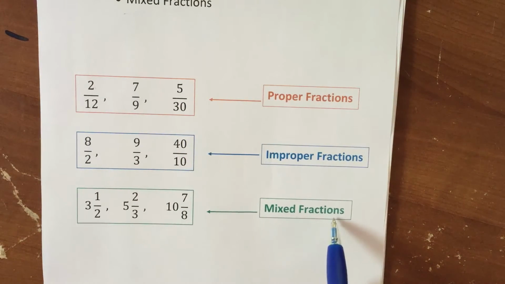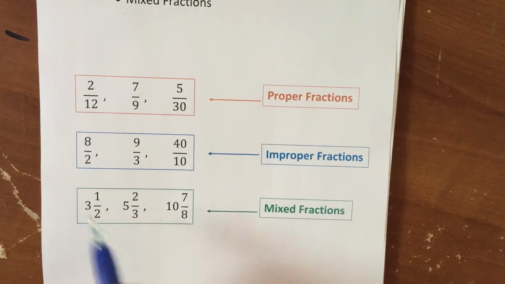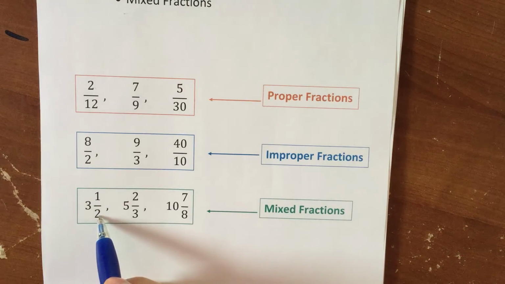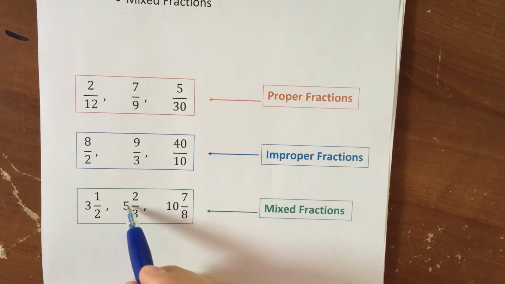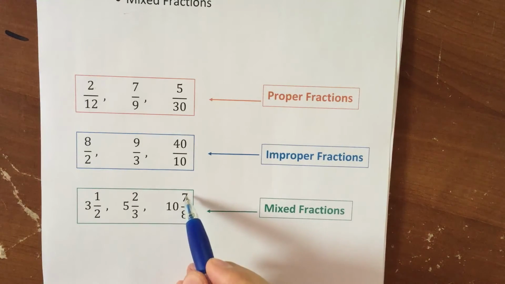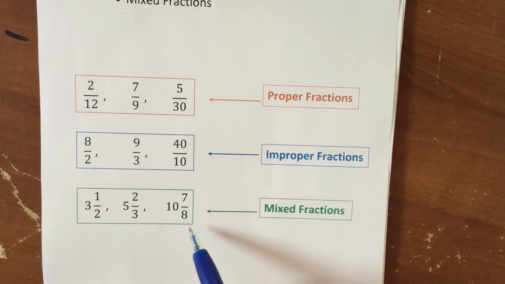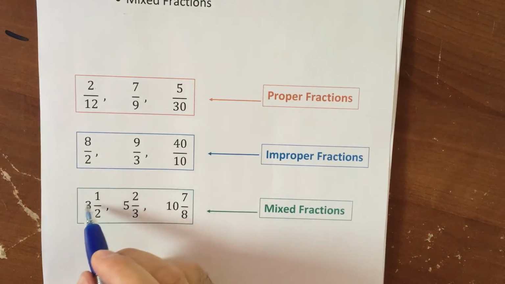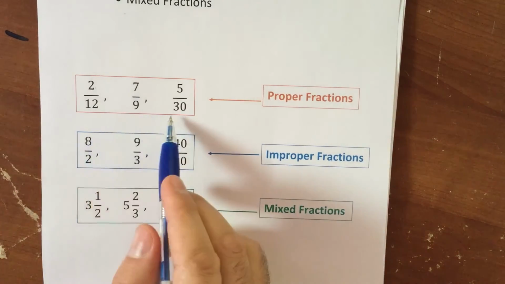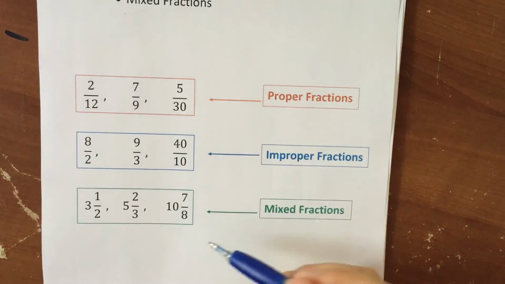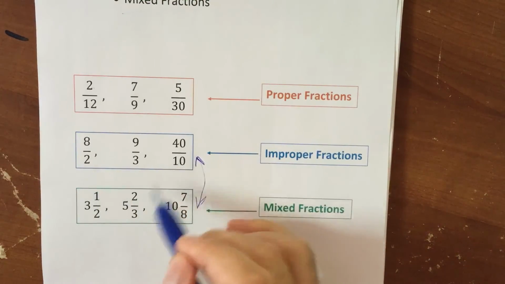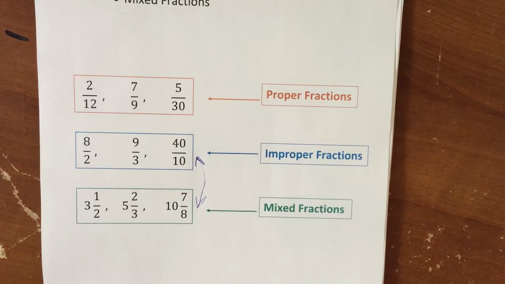And then we have mixed fractions. Mixed fractions are written like this, it's just 3 and 1/2. That's how you read it. 5 and 2/3, and 10 and 7/8. So these are all mixed fractions, and these are improper fractions, these are proper fractions. In another video I'll show you how to convert between these two. You can change these to one another easily.